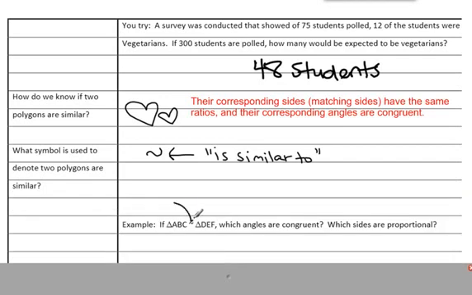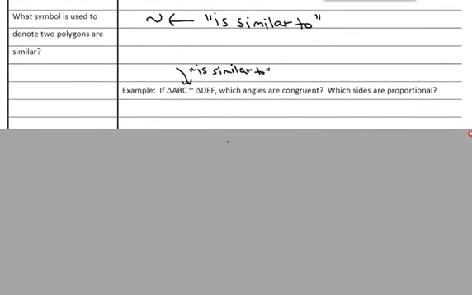So right here, that symbol reads "is similar to." So again, remember that similar polygons have proportional sides and their angles are congruent. So if triangle ABC is similar to triangle DEF, which angles are congruent? And you may be saying, well, where's the picture?